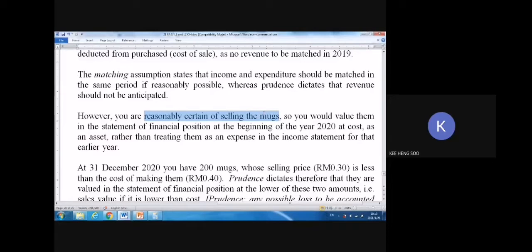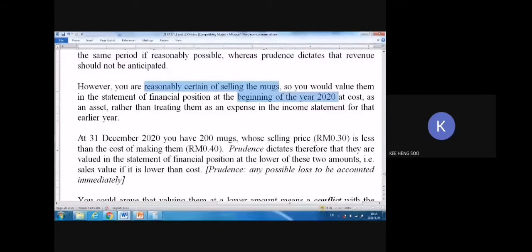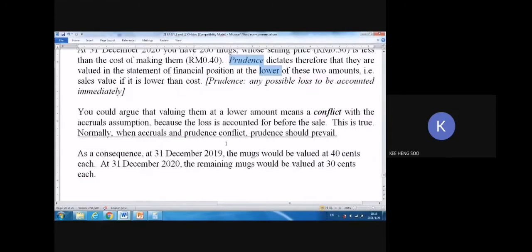So you are reasonably certain of selling the marks. This one is because of going concern. Okay, you are going to sell it in the year 2020. Then after that, at the end of 2020, selling price now is 30 cents, less than the cost. So prudence concept comes in. You take the lower figure. Okay? So that is how you discuss. So you will argue that valuing the inventory at a lower amount conflicts with the accrual assumption. No. When there's a prudence concept and accrual, prudence should be paramount. So subsequently, this is a closing inventory.